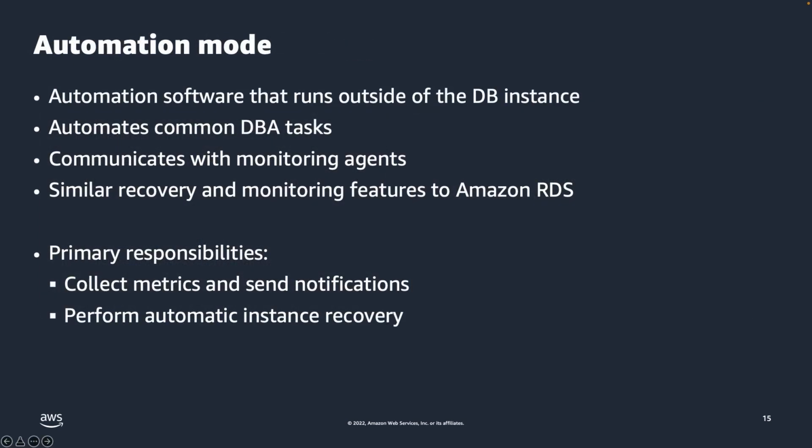So let's talk about automation mode. You can think of automation mode as a software automation that runs outside of the database instance that continuously communicates with our monitoring agents and performs automated database tasks such as checking the database status, health check, and also performing backups. The primary responsibility of automation mode is to collect metrics and send notification, and also perform automatic instance recovery.